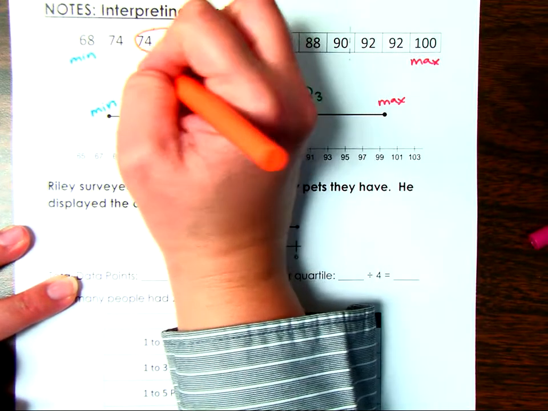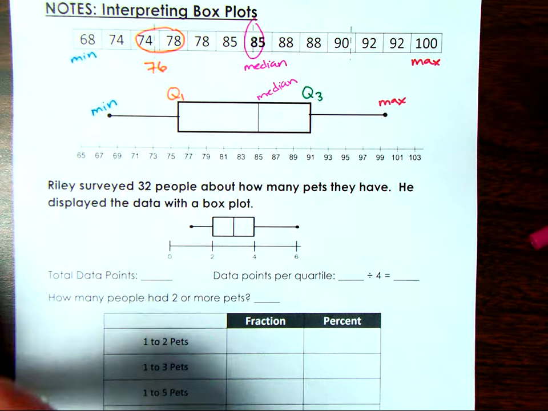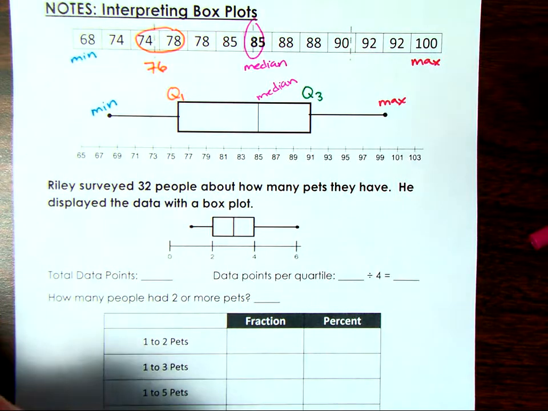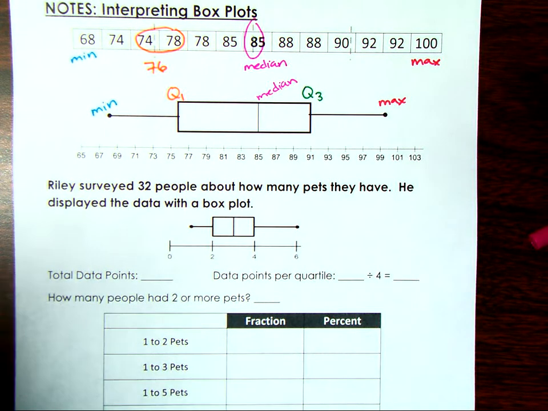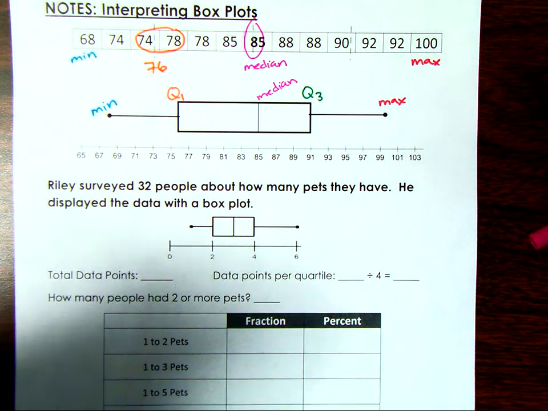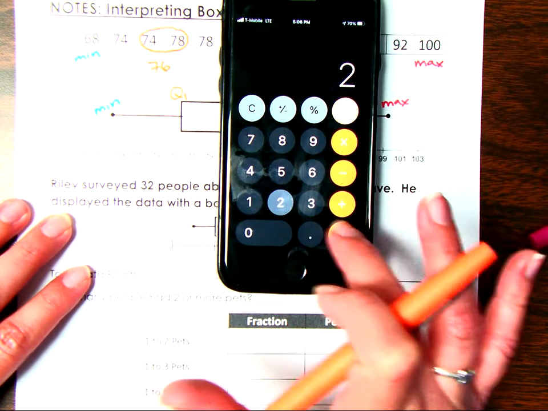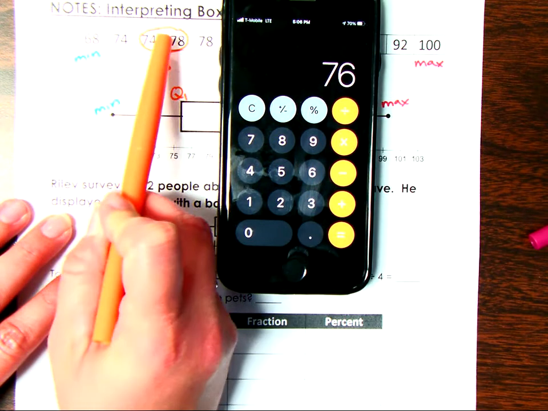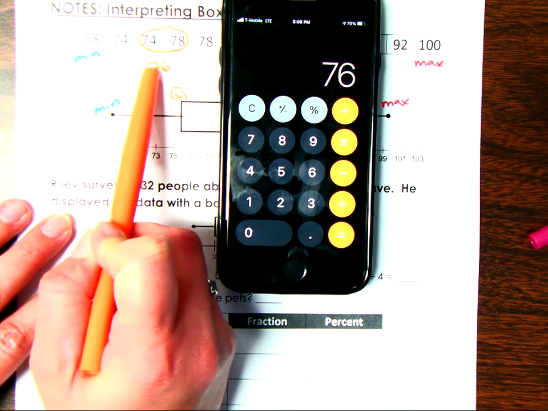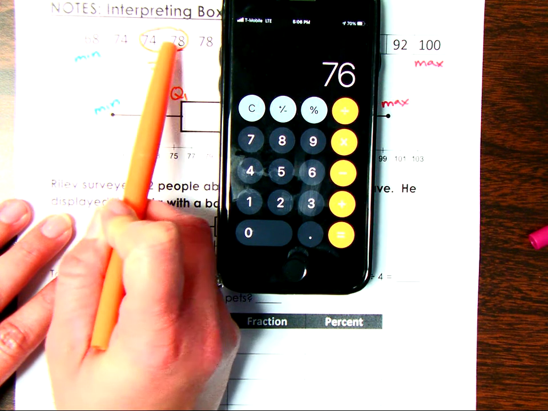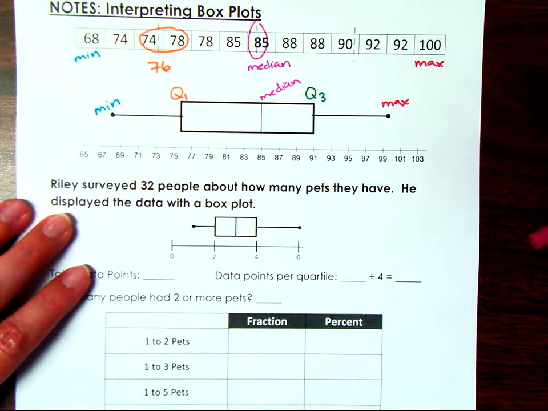So in between 74 and 78, it's 76. Okay, so we could add those 2 up. So we could say 74 plus 78 divided by 2, or you can think 2 steps from 74 is 76, 78 minus 2, 2 steps away is 76. So that's something to think about.